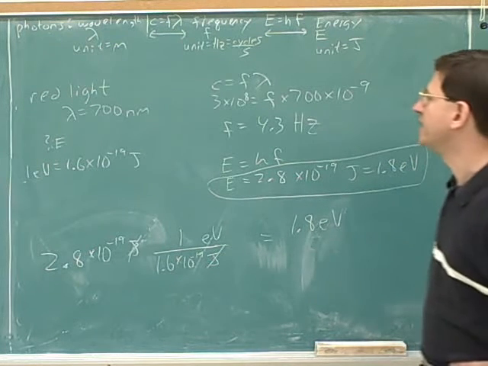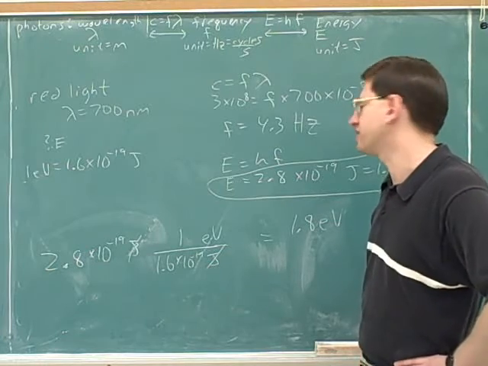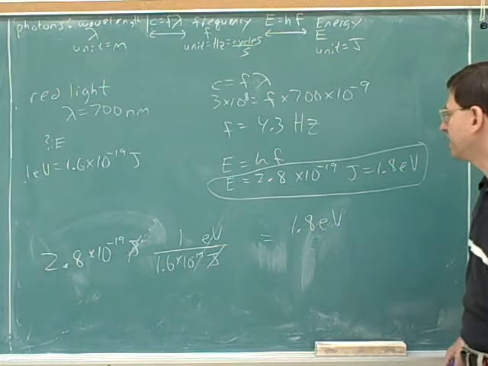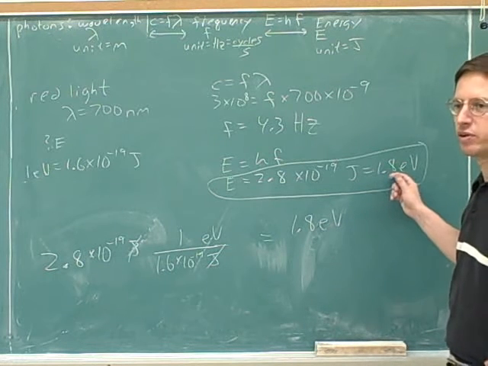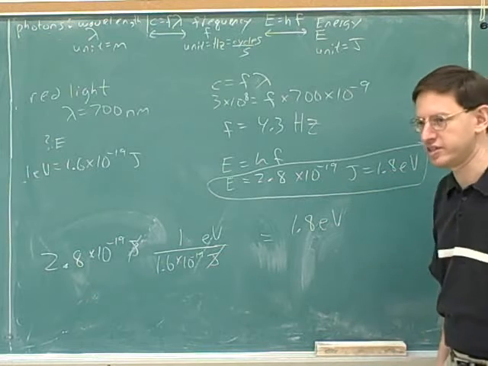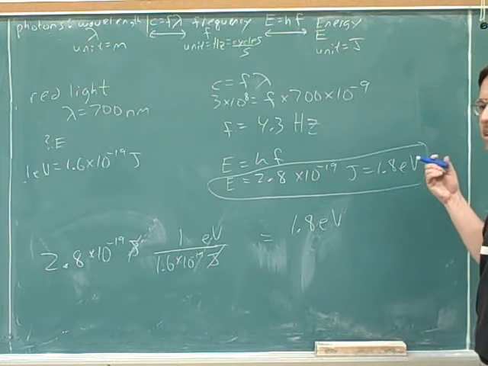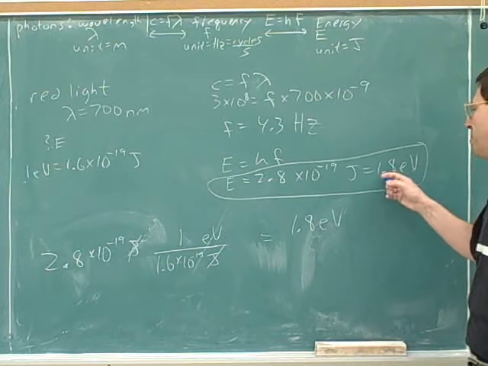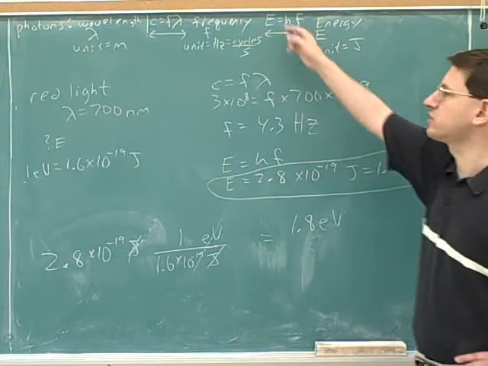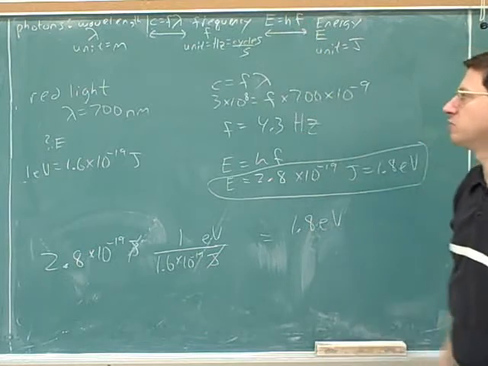Okay. Now, the beam of light as a whole has a much bigger energy than this because it's composed of many photons. If you only had one photon, you'd have an energy of 1.8 electron volts. If you have two photons, you'd have an energy of 3.6 electron volts. If you have 1 million photons, then the entire beam of light could deliver an energy of 1.8 million electron volts. So all this number tells us is the energy of an individual photon.